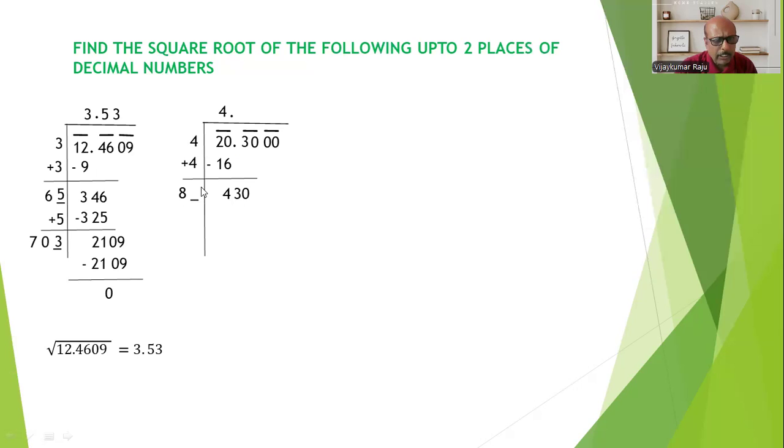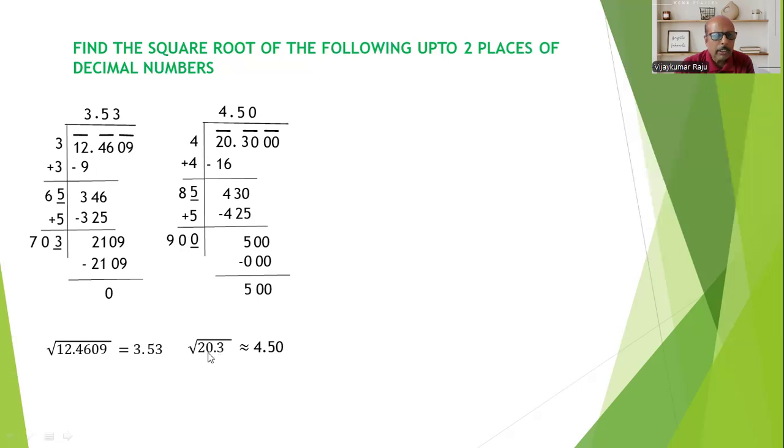Now 8 and put a number, so in the 80s it will go. Take 5. 85 into 5 is 425. Subtract it, it is 5. Bring the next pair of zeros down. 85 plus 5, 90. Bring the next pair down. It is 500. If you put a 0 here, it will be 900, but I have only 500. So I'll have to take 0 here. So 900 into 0 is 0. Your remainder is 500.